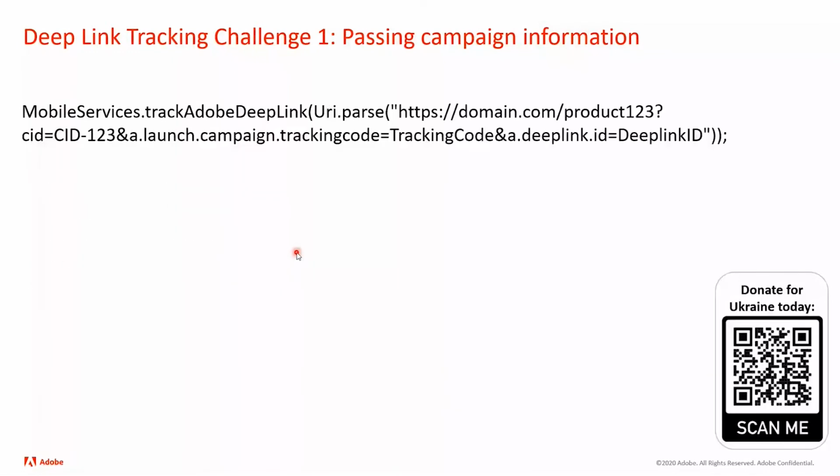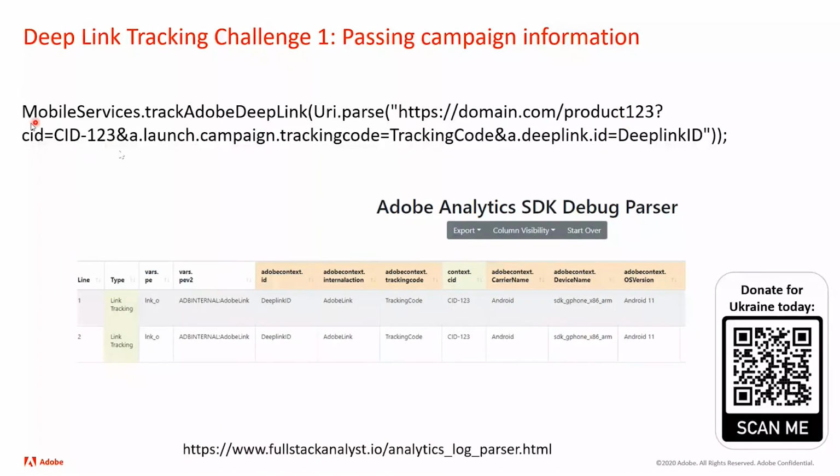How that is then going to look, for example, in this case, where we are going to track this domain, and you can see here I have all the different parameters attached. I've just thrown that into the Analytics SDK debug parser that's also on the blog. So if you have some debug lines from the debug console from your app, you can just throw that in there, and then you can actually see all the different parameters. And what Adobe is going to do once we give it a link through that trackAdobeDeepLink function is fire some link tracking events. You can see that right here.